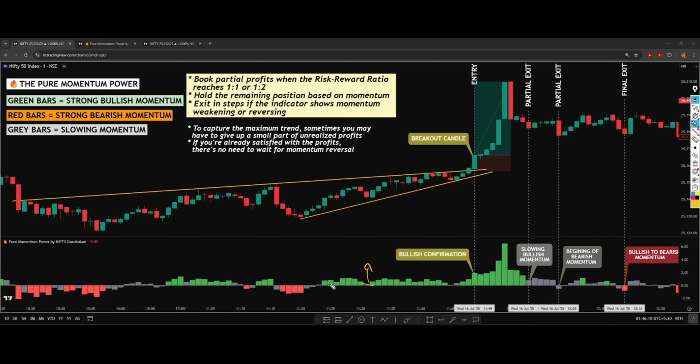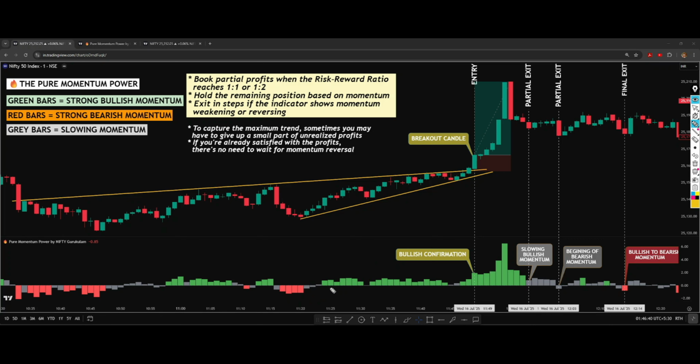Clear? If the grey bar is appearing after the red candles but below the zero line, that means it is bearish, but the bearish momentum has slowed down significantly. Simply stated, if the grey bar is above the zero line, that means it is bullish but weak. If the grey bar is below the zero line, it means it is bearish but weak. Clear? So that is the simple understanding of our indicator.